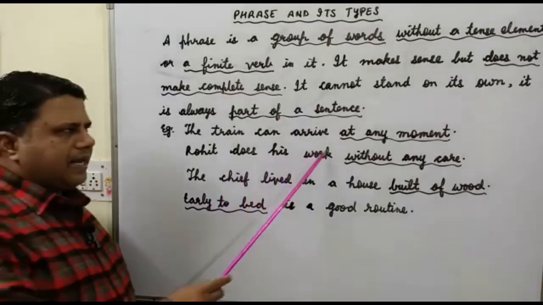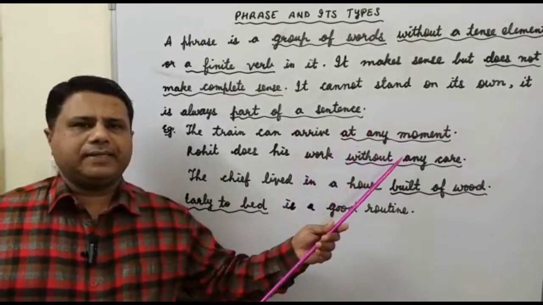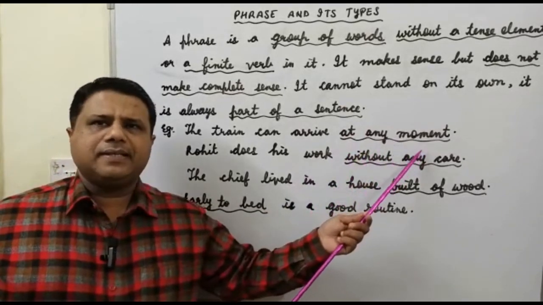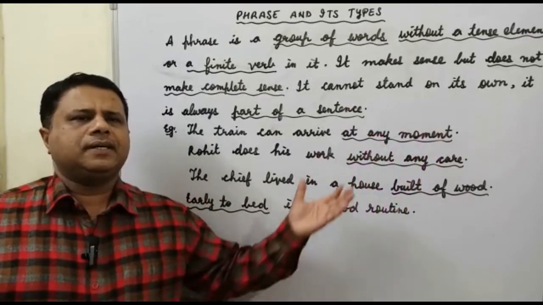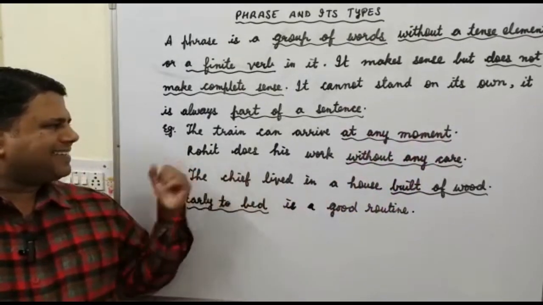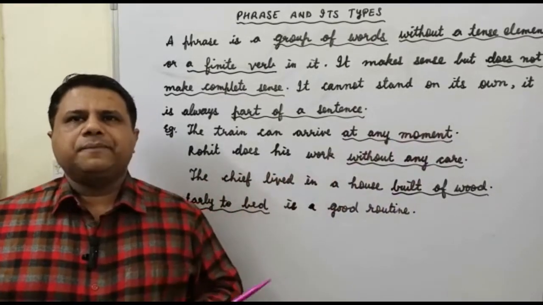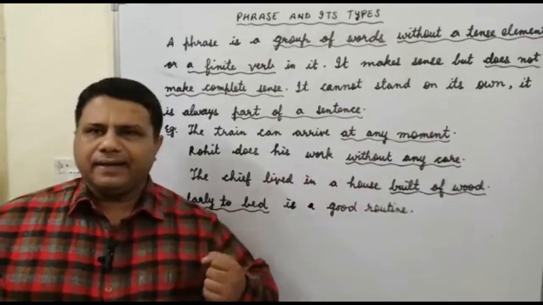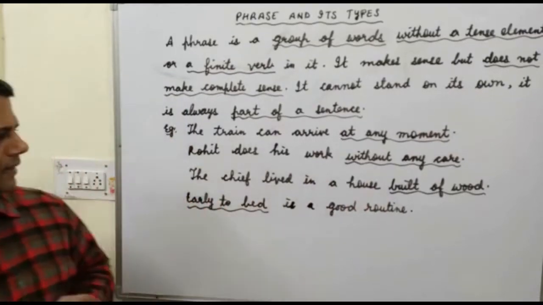The train can arrive at any moment. Now here, at any moment, this is a phrase. At is a preposition, any is determiner, and moment is noun. At any moment. So this is a phrase. Then next example, Rohit does his work without any care. Without is preposition, any again determiner, and care is noun. Without any care is a phrase in this sentence.